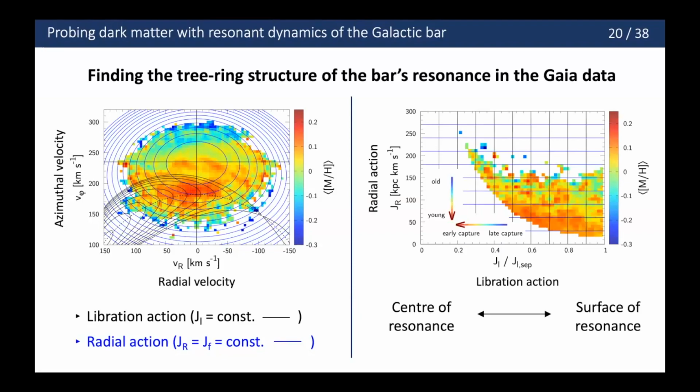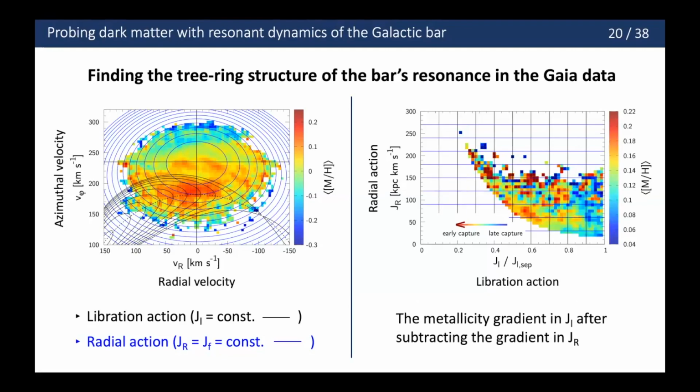So now the x-axis is the vibration action, 0 is the resonance center, 1 is the separatrix, and the y-axis is the radial action. So here we can now clearly see how the metallicity varies with vibration action and radial action. Basically, the metallicity increases towards small radial action because the stars are younger, but also towards small vibration action because they were captured earlier at the inner disk. And if I subtract the gradient in the radial actions, you can more clearly see that the metallicity is increasing towards small vibration action.